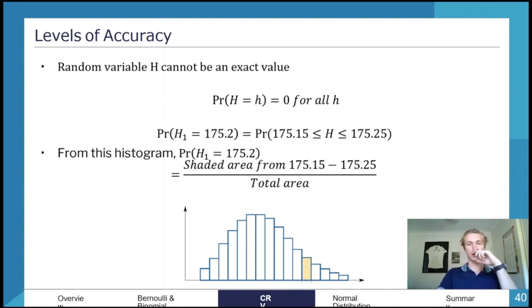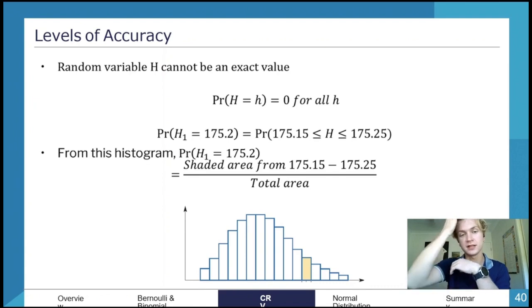So from this histogram, if we look at the probability that H equals 175.12, that would be here. We find the area of this bar. We actually simplify it to a discrete variable. Remember that formula we had before, the probability of x times x? Well, that's kind of area, isn't it? It's length times width. The width is going to be x, so the height is then going to be what? Probability.